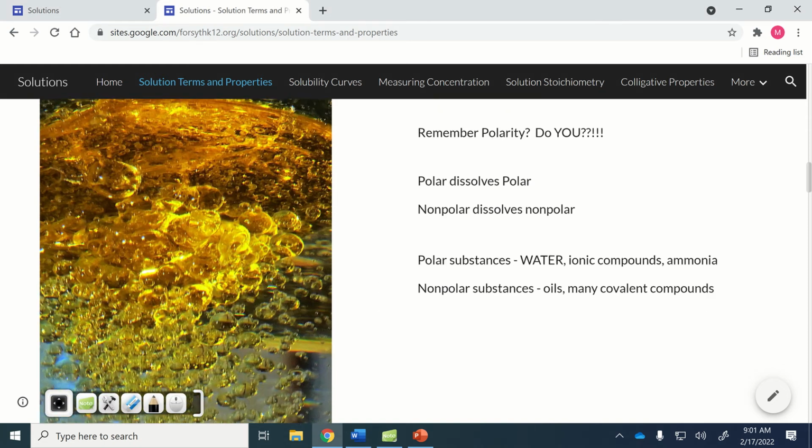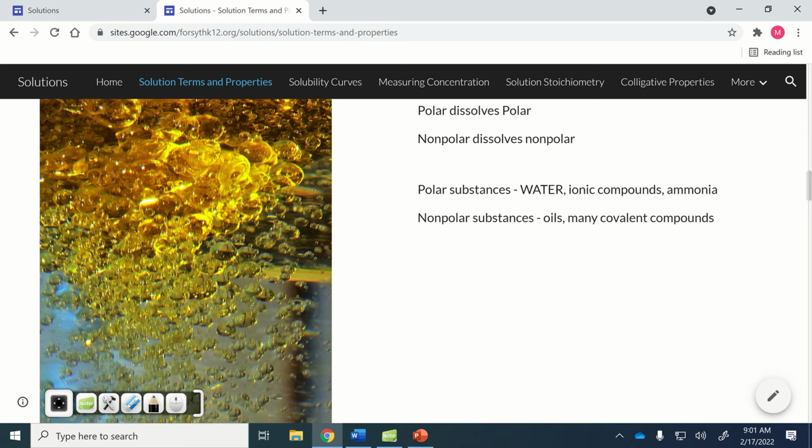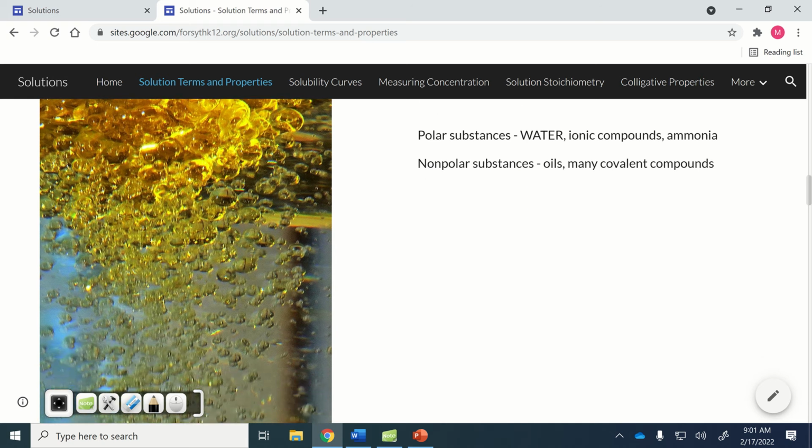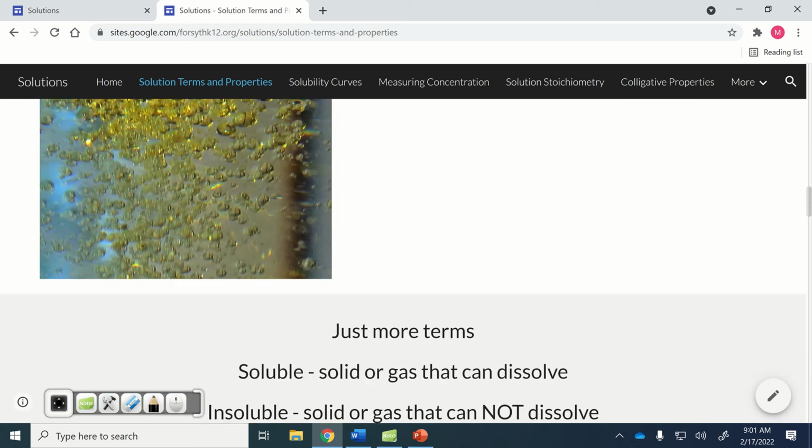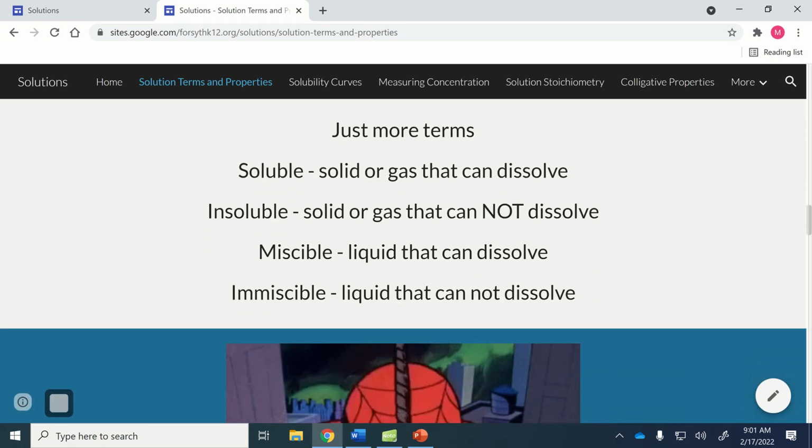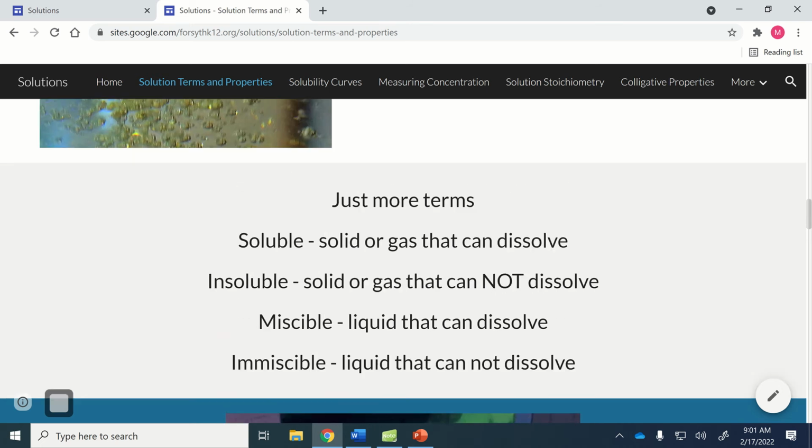Okay. This is just a neat picture, kind of a slow motion picture of oil mixing into water. So again, that's a polar, nonpolar, and that's not a solution. Some additional terms just to get as I continue to say them throughout this unit. Something that is soluble is something that can dissolve. More specifically, we use that term when we're talking about a solid or a gas. Okay, a solid or a gas.